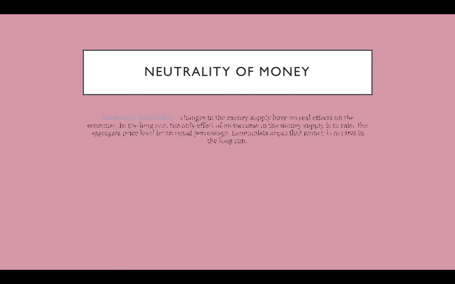Now, let's look at this idea of the neutrality of money. What this says is the changes in the money supply have no real effects on the economy. Okay, real meaning real versus nominal. In the long run, the only effect that the money supply is going to have is to raise the price level by the same percentage that the money supply increased by. And so this is what's known as the neutrality of money. And I'm going to go ahead and explain what I mean by this.